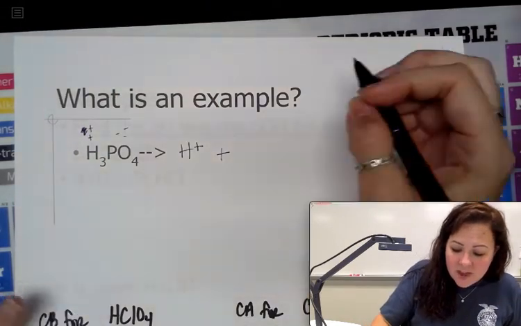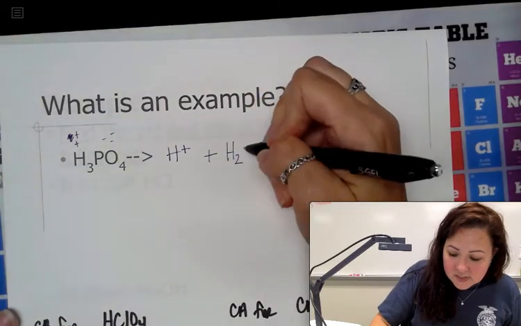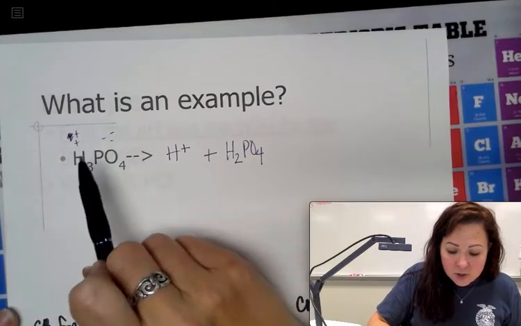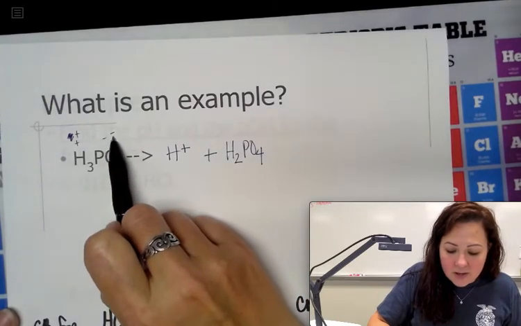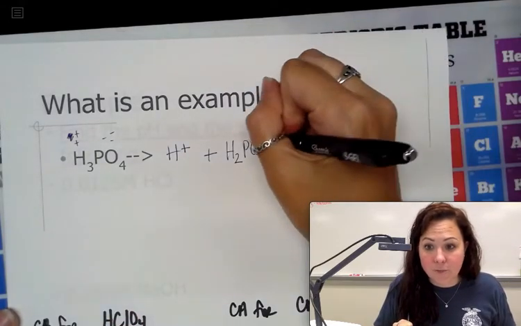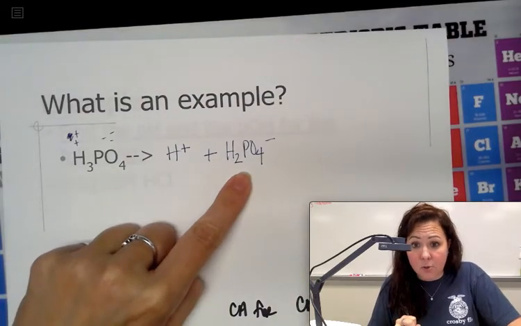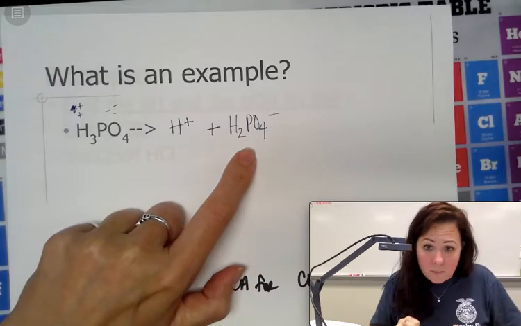So I'm left with H2. That anion, PO4, is still there. Now I'm left with an overall charge, like this one and this one are going to cancel, this one and this one are going to cancel. I have one negative charge that doesn't cancel, so I'm left with a -1 charge. Now this guy is floating around in the solution. Let's say that this guy bumps into a base.